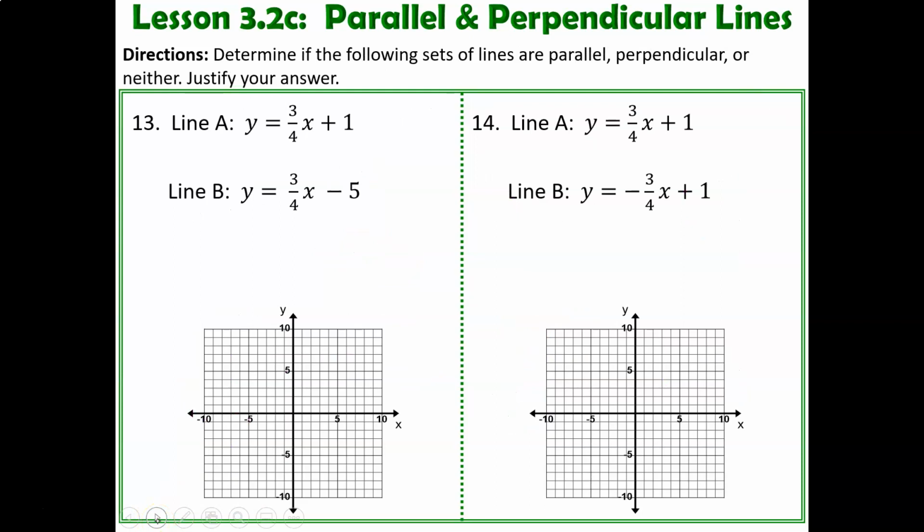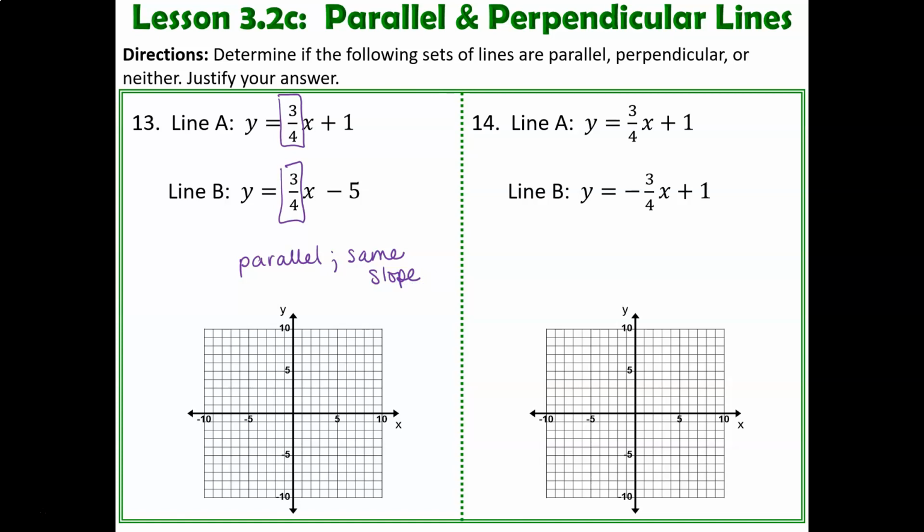All right, number 13. Determine if the following sets of lines are parallel, perpendicular, or neither. You guys don't have the graph. So what you really need to do is make sure it's in slope-intercept form, and compare the slopes. So here's the slope for line A and line B. They're the same, so we know that parallel lines have the same slope. That's how you justify your answer. You say the slopes are the same.